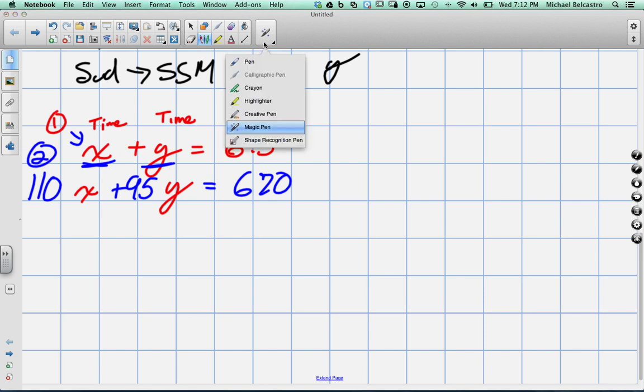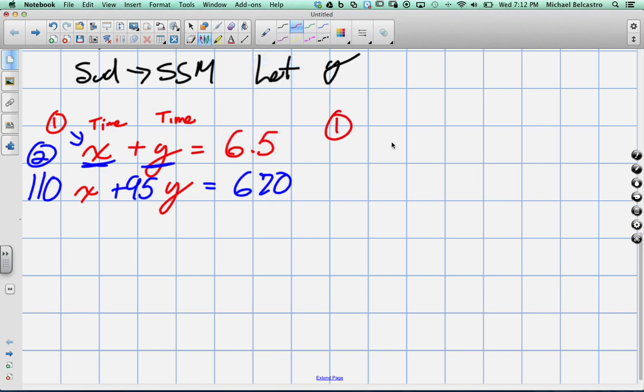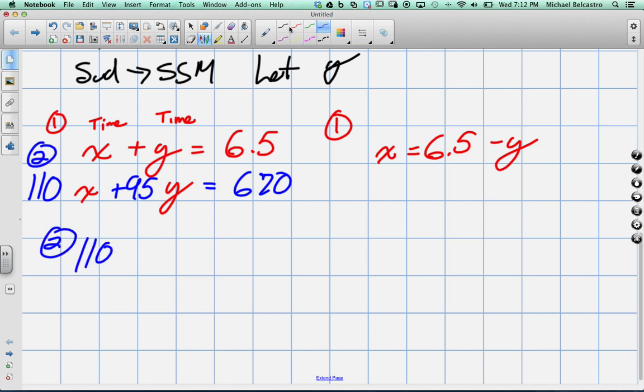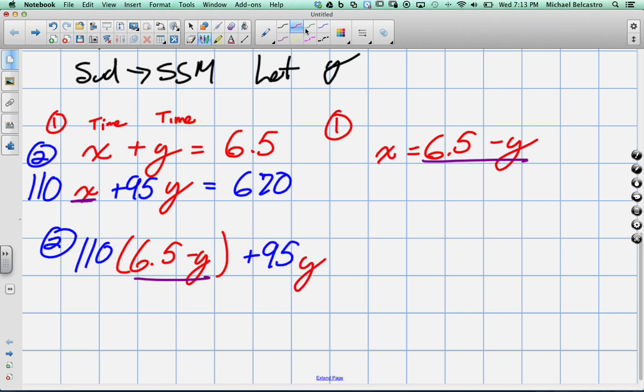first equation. Okay, so in equation 1, I'm going to rearrange it so it's x is equal to 6.5 minus y. Does that make sense to you? Mm-hmm. Okay, so then I'm going to take equation 2, right, and 110 times 6.5 minus y. So what we did there is we just replaced x with our 6.5 minus y, okay, plus 95y is equal to 670.